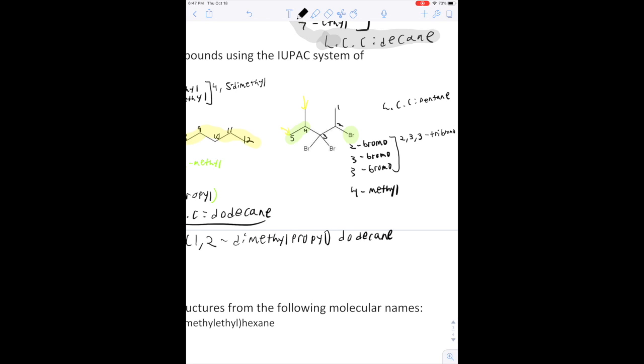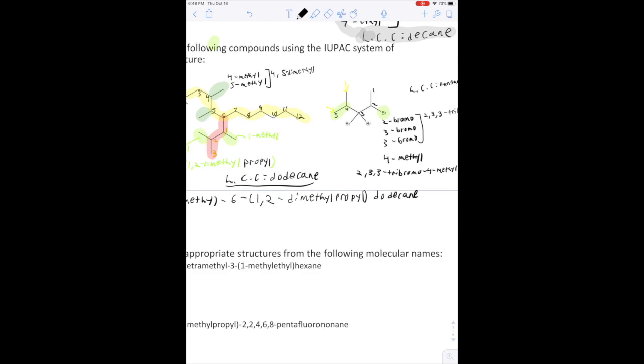So when writing this IUPAC, what will come first? The B or the M? Alphabetically, the B comes first. So I will write it like this. 2, 3, 3 tribromo 4 methyl pentane. It's quite sloppy, but that's a pentane for you.